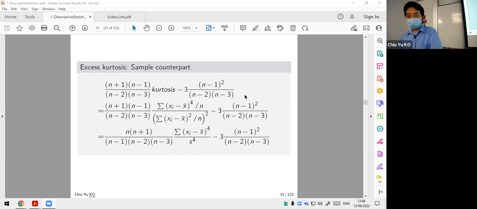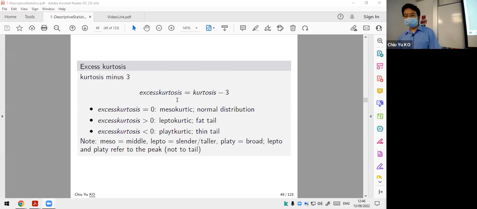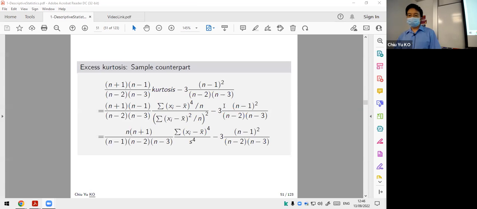And the sample part is rather complicated. As you can see, this is the sample excess kurtosis. Some of you asked me, how do you calculate the sample kurtosis? Just add 3 to the end, because the difference between kurtosis and excess kurtosis is minus 3. So if you really want to measure the sample kurtosis, not the excess version, just add 3 to this formula, then you're done.